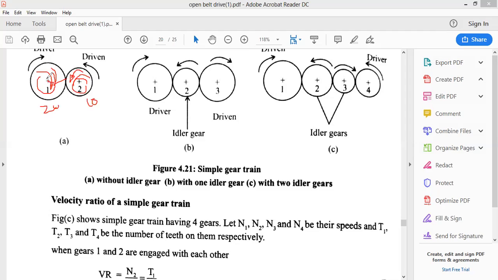So by the time this bigger gear makes one complete rotation, this smaller gear, or the driven gear in this case, is going to make more than one rotation.